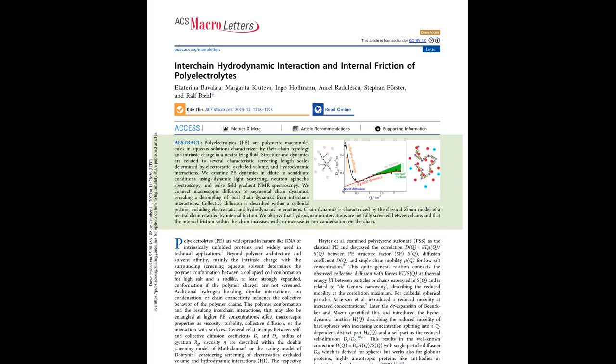This study investigates the dynamic behavior of polyelectrolyte chains in aqueous solution, focusing particularly on how interchain hydrodynamic interactions and internal friction influence their motion. Understanding these dynamics is essential because polyelectrolytes are widely used in biological and industrial applications, from drug delivery to water treatment, where their solution behavior affects performance.